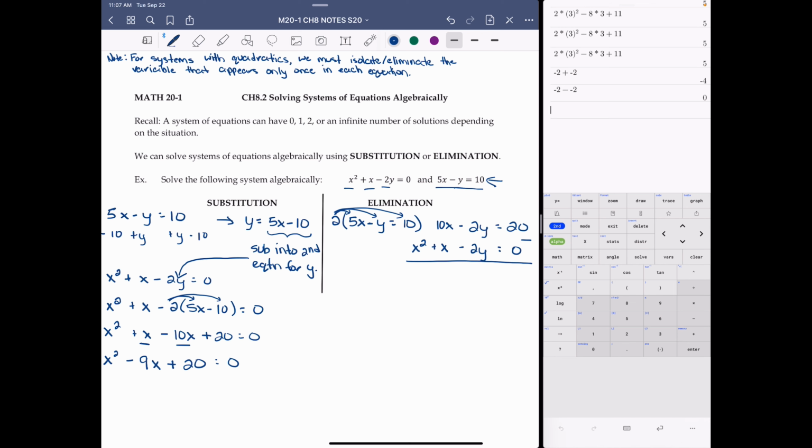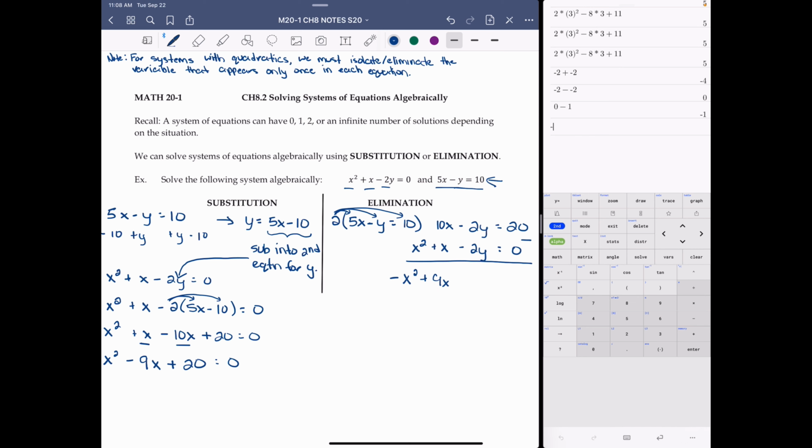I have 0 x squareds in the top equation, in the linear equation. 0 x squareds, take away 1 x squared. You can use your calculator if you need to. 0 take away 1 is negative 1. So we have negative 1, or just negative x squared. Then 10x take away 1x. 10 take away 1 is 9, plus 9x.